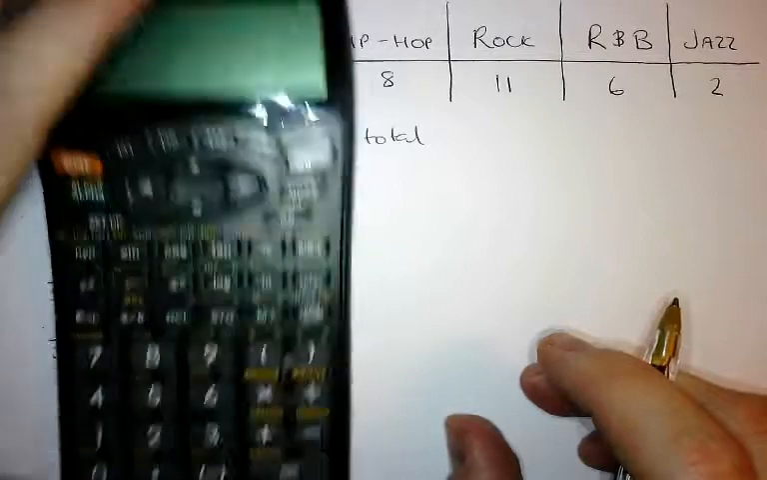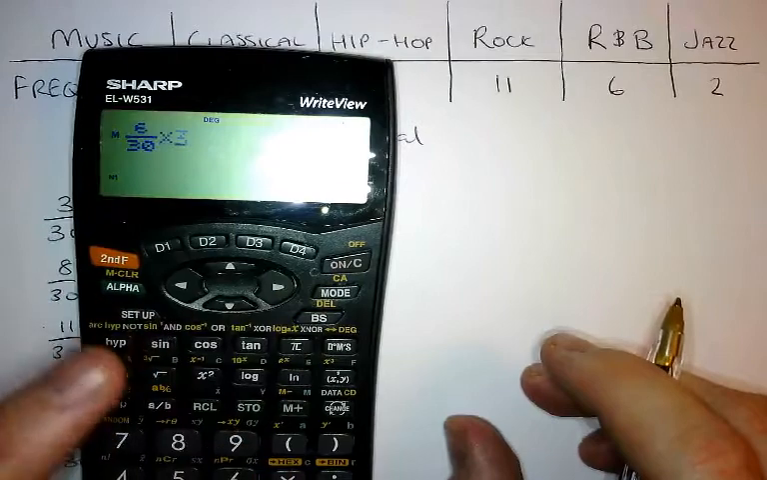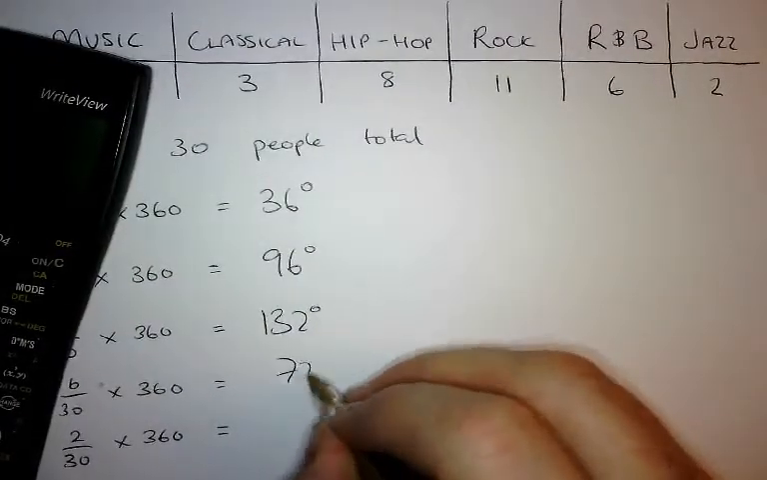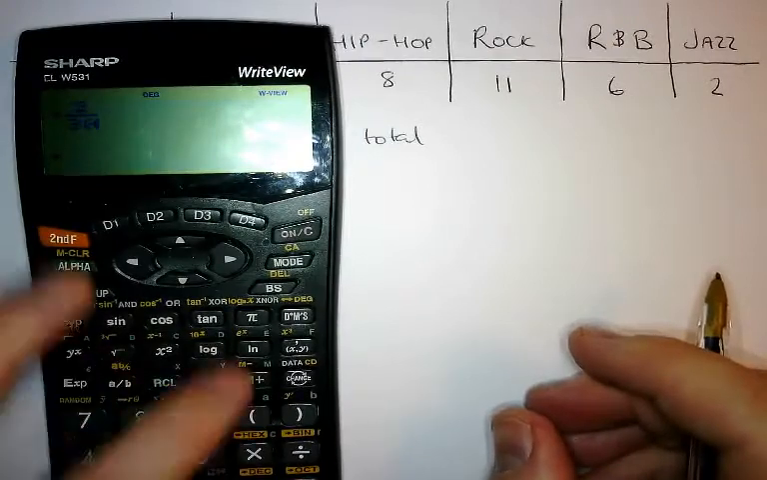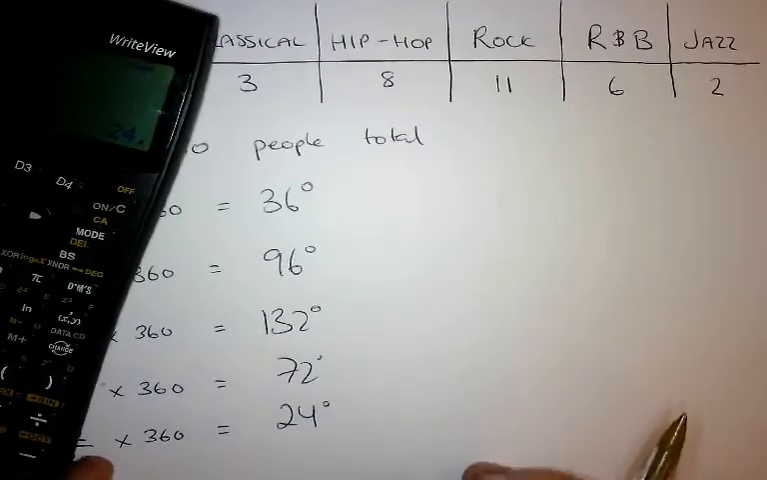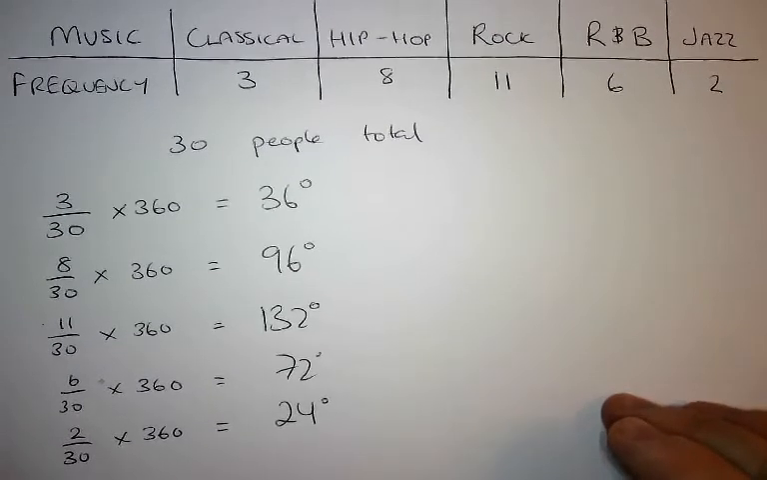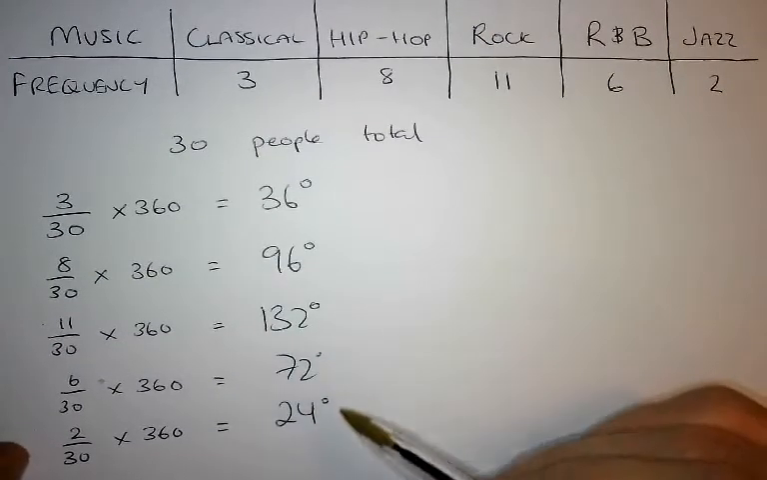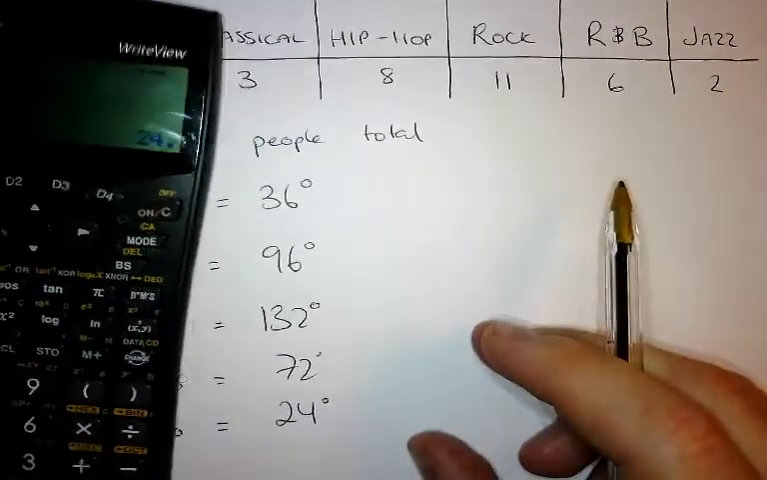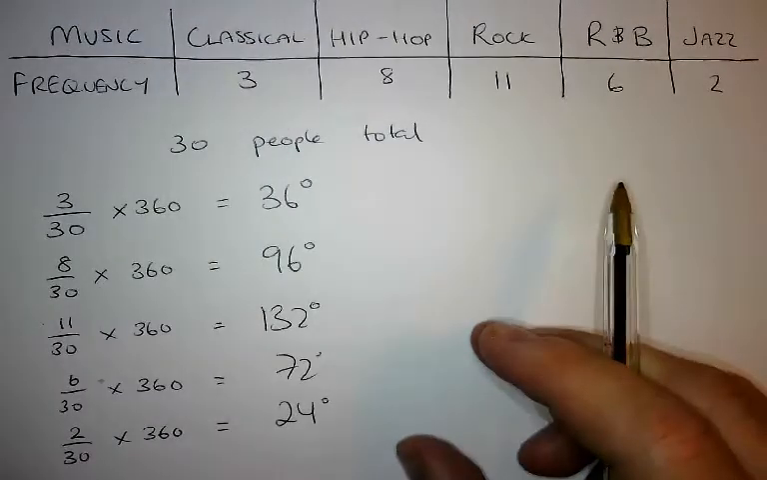6 over 30 multiplied by 360 is 72, and then the final amount, 2 over 30 multiplied by 360. Now, I deliberately picked numbers that weren't super nice, that you're maybe used to seeing. But now I've done this and I'm maybe in an exam, and I'm not sure if I'm right. A way to check is that all of these angles should add up to 360 degrees. I'll go from the bottom up: 24 plus 72 plus 132 plus 96 plus 36. And sure enough, I do get back to 360. So that's a great way of checking you're right.